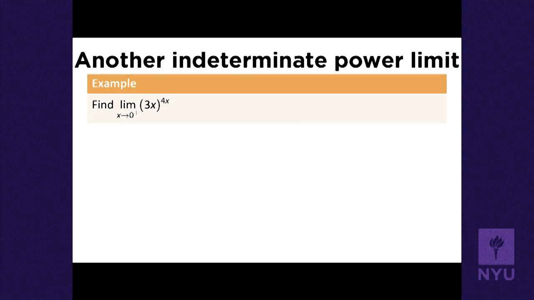Okay, here's another one here. Limit as x goes to 0 of 3x to the 4x. 3x goes to 0, 4x goes to 0. 0 to any power is 0, unless the power is 0. And anything to the 0 power is what? 1. So here we have a power which in one way is pulled to 0, and in another way is pulled to 1. What should the limit be? Well, again, we'll take the log and use L'Hopital's rule.